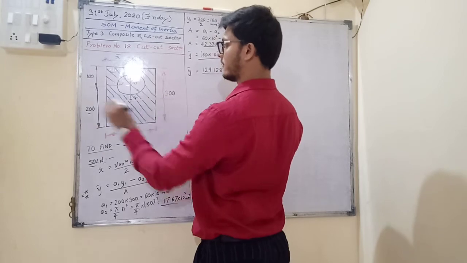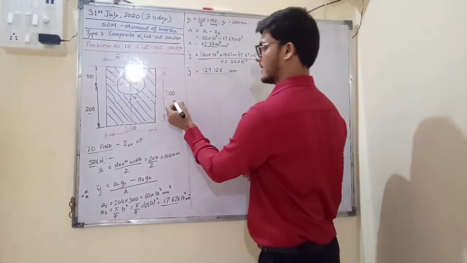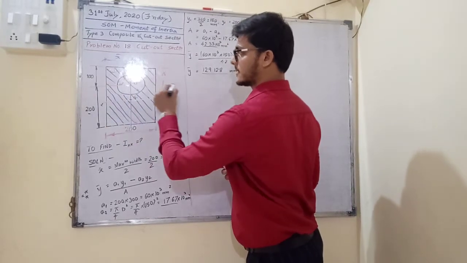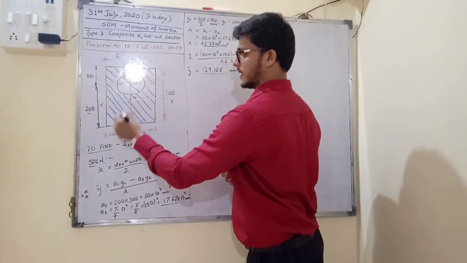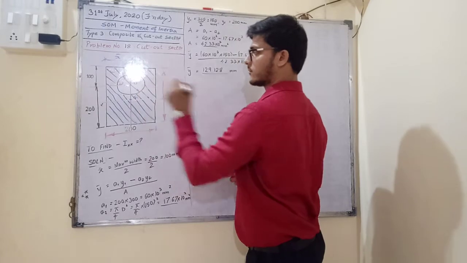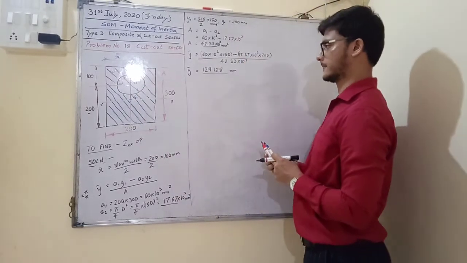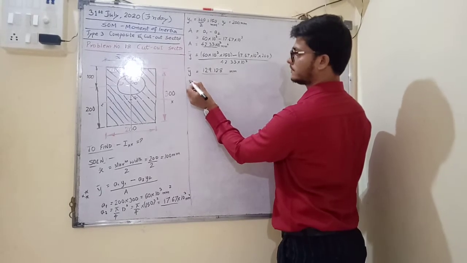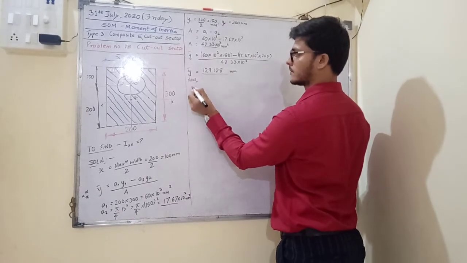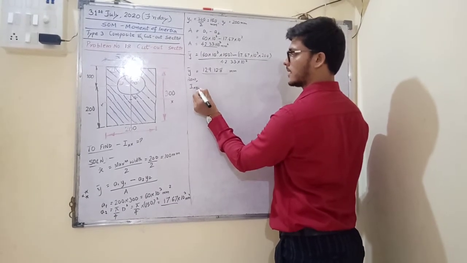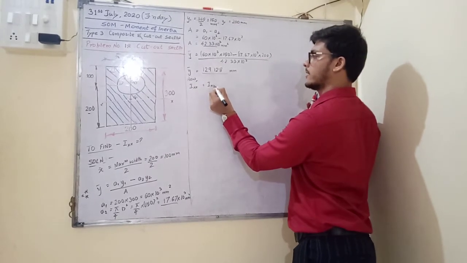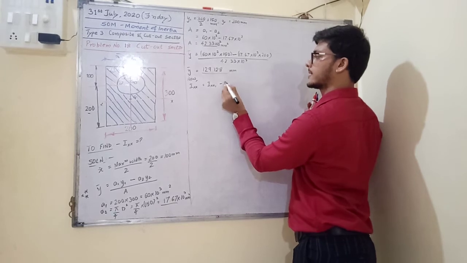You have to find moment of inertia for this x axis, Ixx. So that is the moment of inertia of this rectangle minus moment of inertia of this circle. So we have to apply parallel axis theorem over here. Now Ixx will be Ixx1 minus Ixx2.